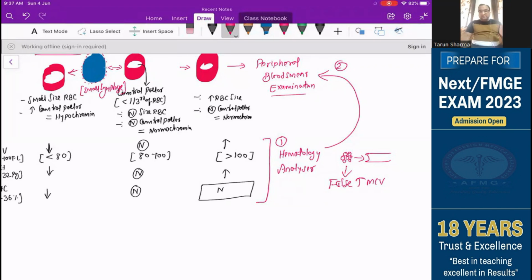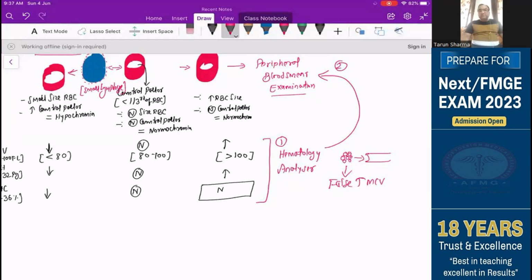Okay, so at that time you have to be very cautious that whenever you get abnormal MCV, MCH or MCHC values, it should be followed by making a peripheral blood smear, because on the smear you will not get this. On the smear you will ascertain the size of the RBC by comparing it with the lymphocyte, and that will always and always be the best way to ascertain the size of RBC.